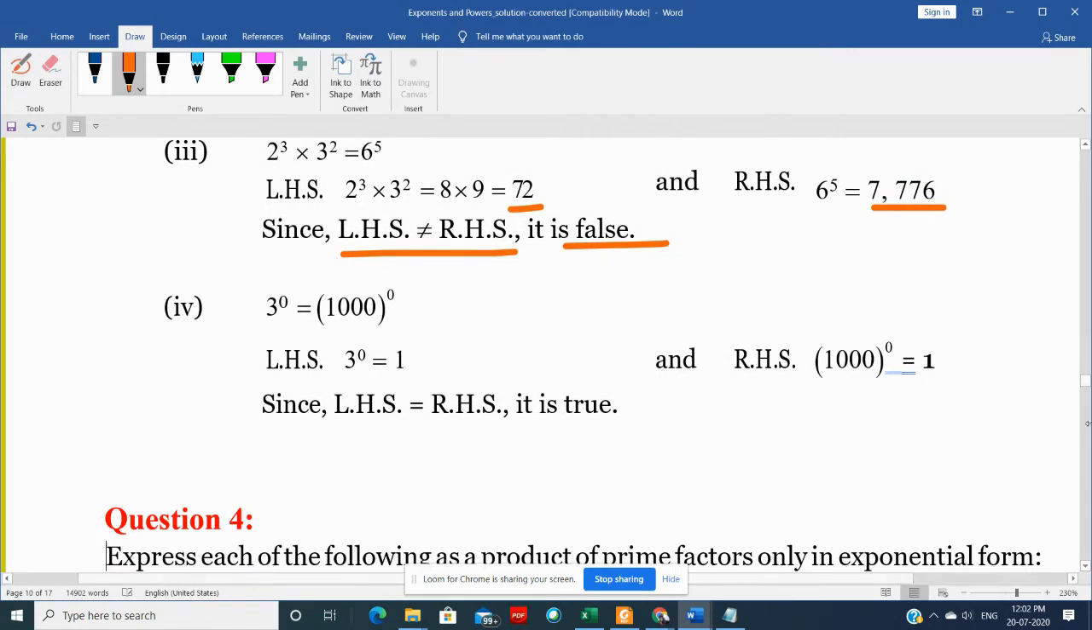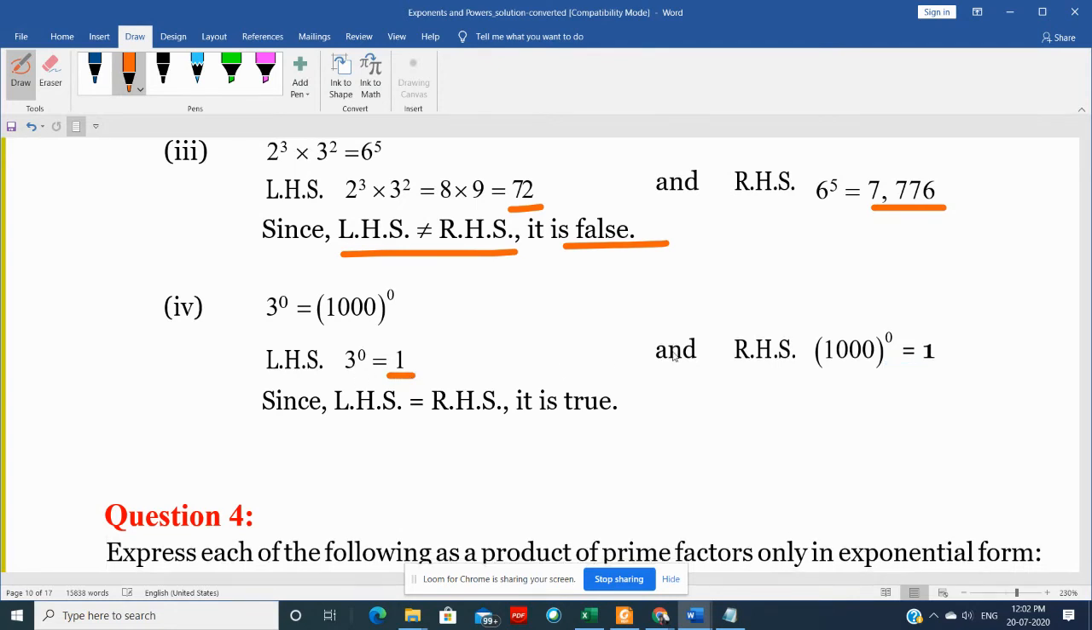Here, 3 raised to 0 is equal to 1000 raised to 0. We don't even have to think about it. Any number except 0, if the power is 0, then that answer is 1. Alright, so here also 1 and here 1000 raised to 0 also 1. So they both are same. So we can say that yes, it is true. All right. This is how you solve your question 3rd of exercise 13.2.